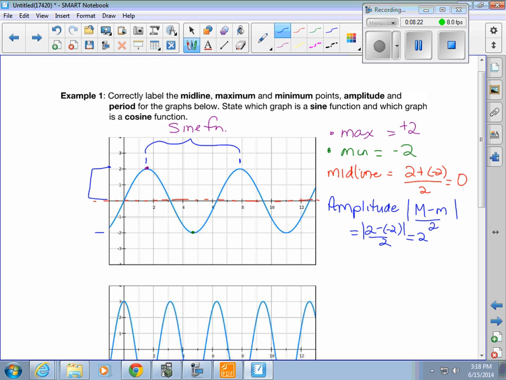I should do that in a different color, I guess. So that would be a period right there. Or to go from the lowest point to the lowest point would be a period. Or to go from 0, so if I started it here, I go down, up, back to 0, so back to there, that would be another way of showing where the period is. So you have a few different ways of showing the period. So we said this graph is a sine function because it's starting at 0 and then making its way through its cycle.